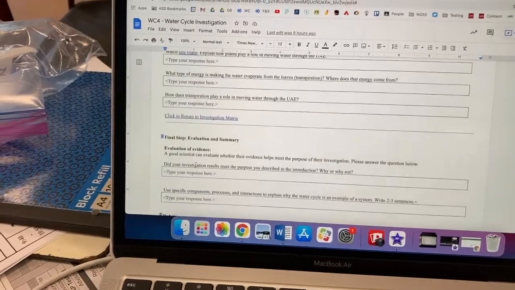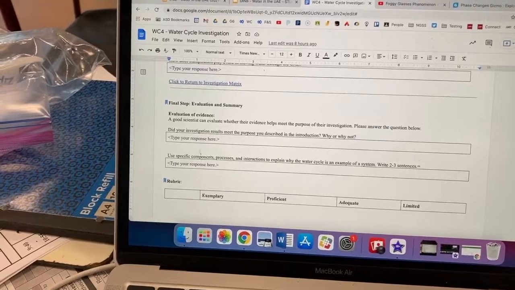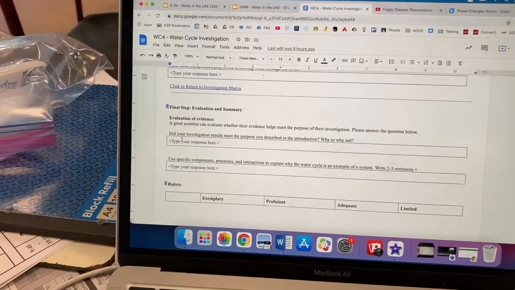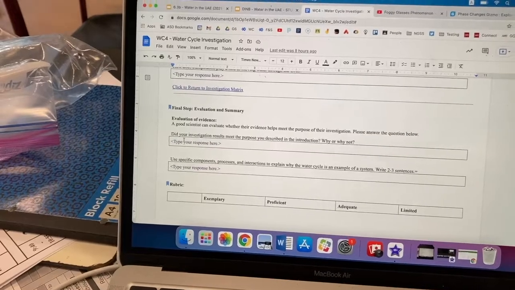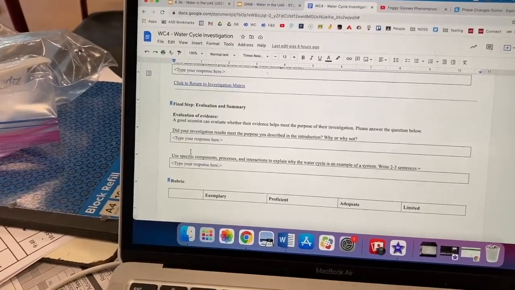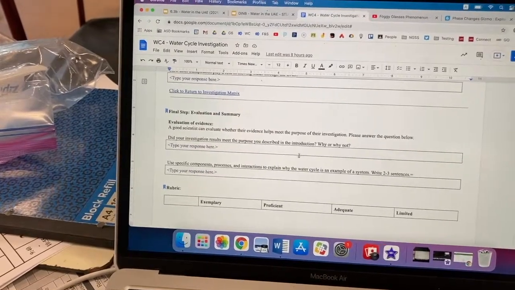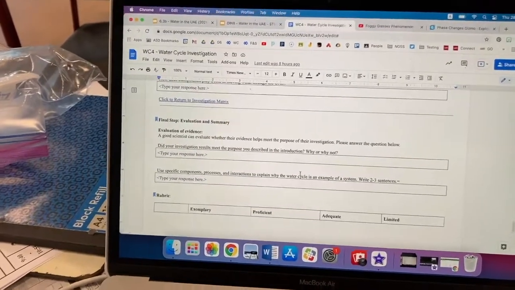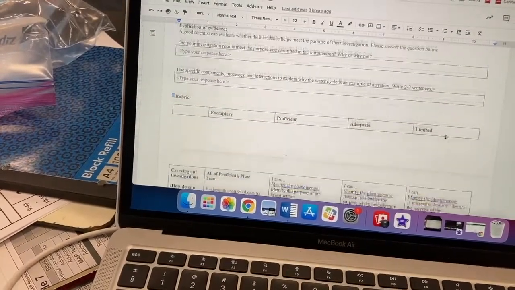And then you're going to finish this up with the final step, which is an evaluation and summary. So you want to think back to your purpose. You said at the beginning, did your investigation meet the purpose? Why or why not? And then do a summary. Write 2 to 3 sentences using specific components, processes, and interactions to explain why the water cycle is an example of a system. All right, and if you're curious, the rubric is right here.